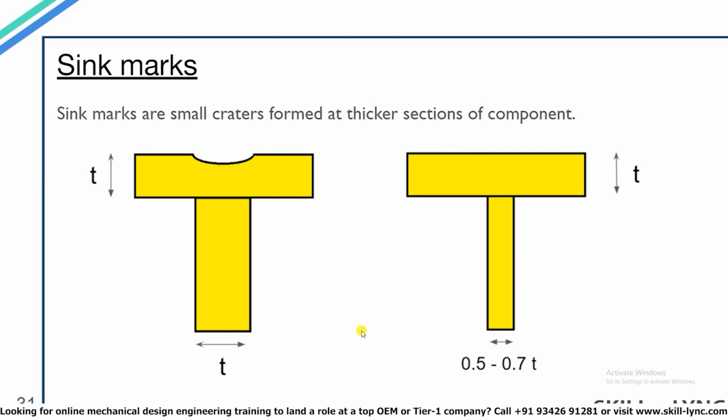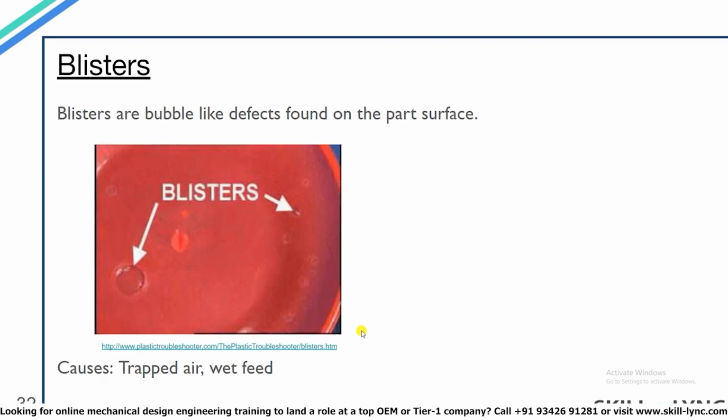of sink marks appearing. Sometimes during the molding process, air might be trapped between the molten material, which will result in the formation of blisters. It is also possible that the feed material used is not dry enough, and while heating the material, it results in formation of steam, creating pockets of trapped air. Blisters affect the component aesthetics and also weaken the component.